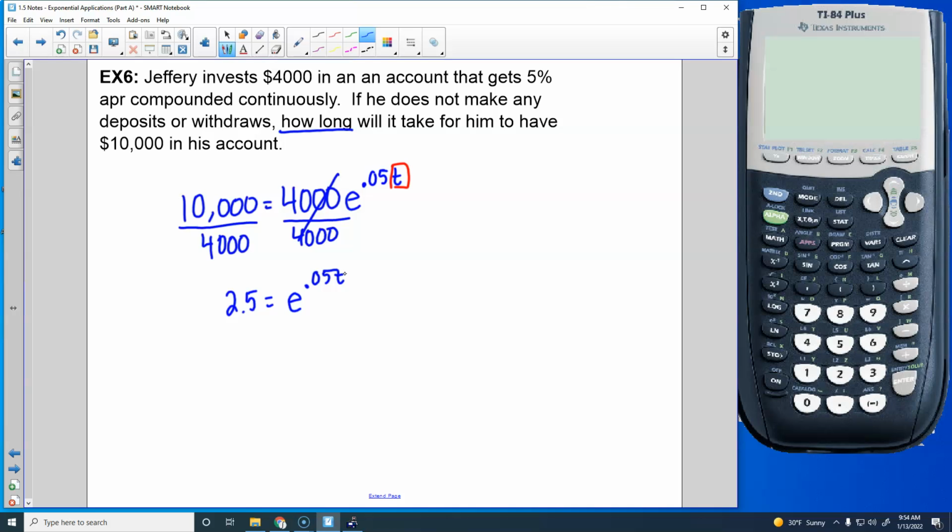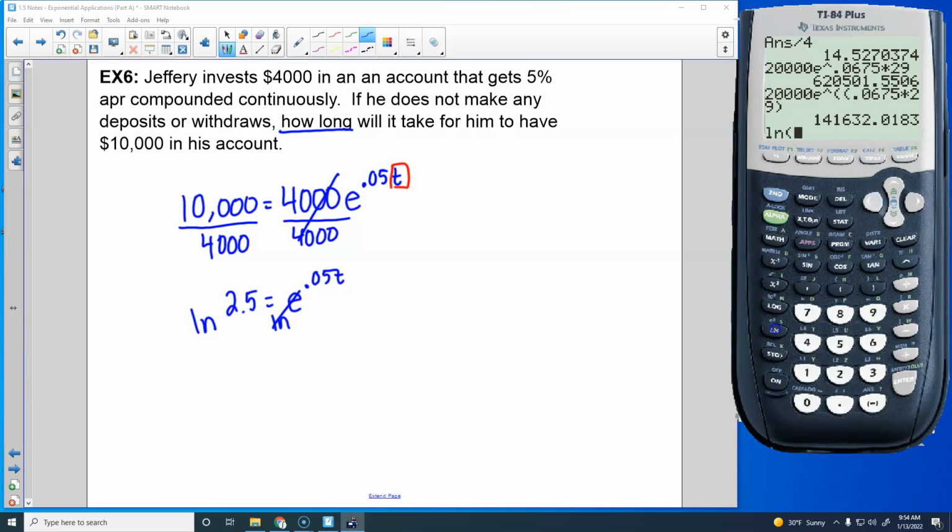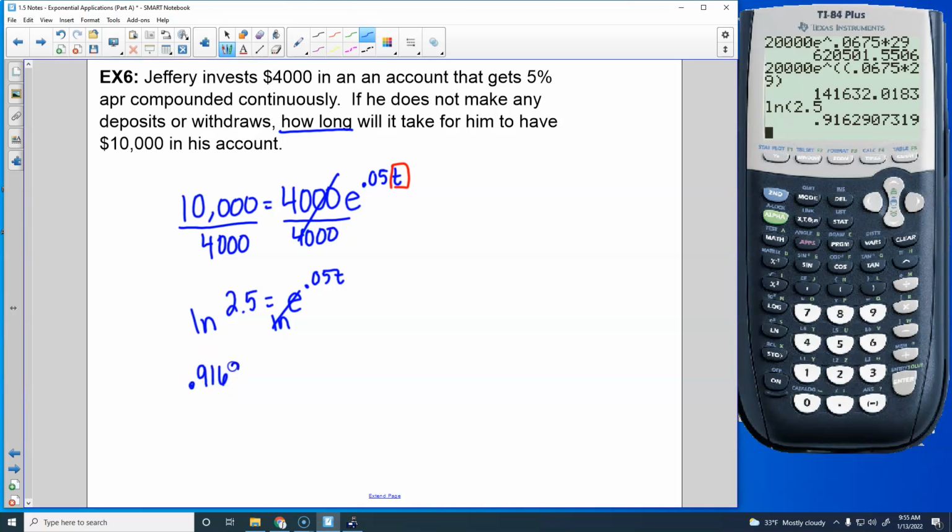So once we've done that, what could we do now? We're trying to get to that t. The e needs to be gotten rid of. How do we get rid of it, Noelle? Good, natural log. So we're going to natural log this side. It's going to get rid of our e. Natural log this side. So natural log of 2.5 is going to give us 0.91629 equals 0.05 times t, sorry.